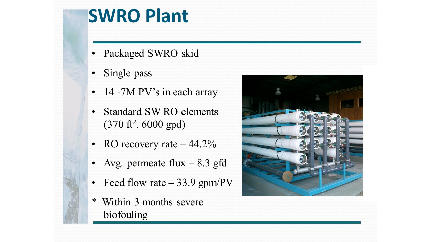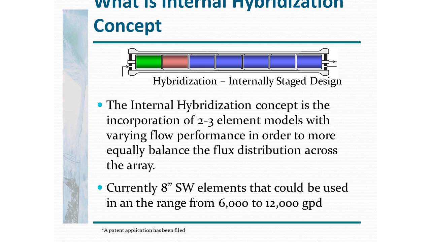It's a seawater plant built by GE, with a flux of 8.3 and cross-flow velocity based upon a feed flow of 34 gallons per minute. And we studied a new technique called internal hybridization, where rather than having one type of membrane in the pressure vessel, we have a low permeable membrane up front, and in the back we load it with various high permeable membranes.